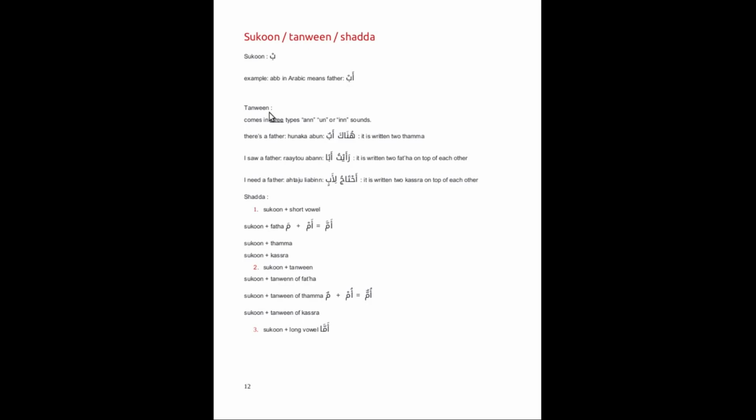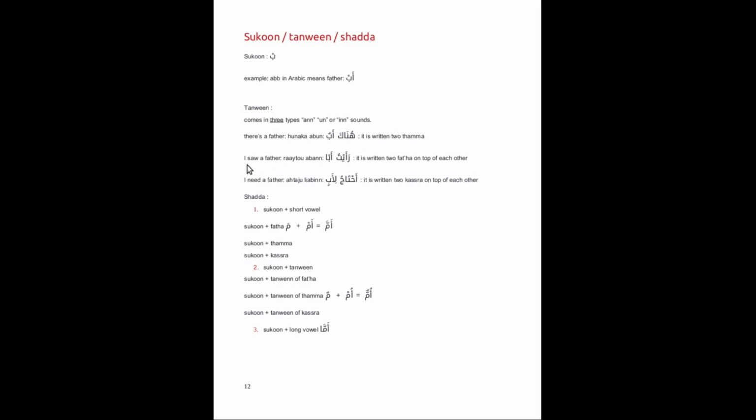Cool. Now the tanween, it's the n or un or in sound. For example, if I were to say in Arabic, there is a father, I would say هناك أب. You see the sound here? It's those two dhammas, but they're really small. You can see them here. So make sure to download the ebook. So it's written two dhammas, the two oos.